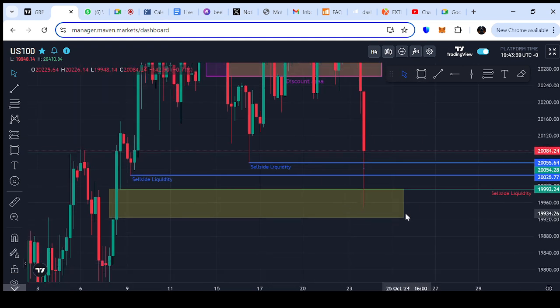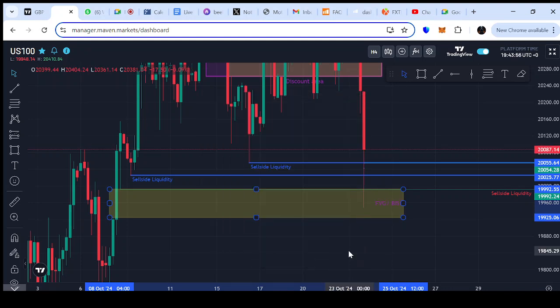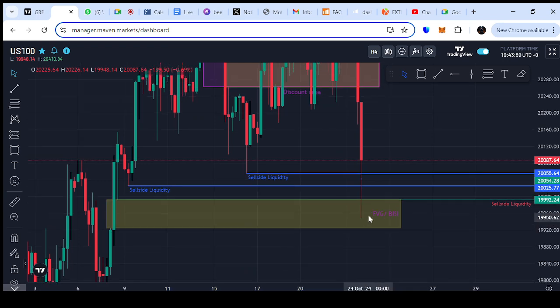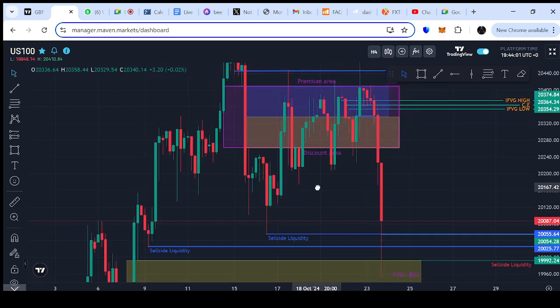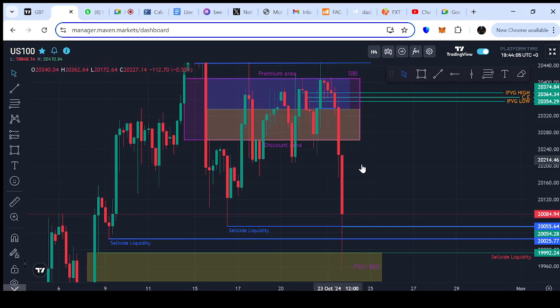That's an inefficiency. That's BC, buy side imbalance, sell side inefficiency. It's a fair value gap. Buy side imbalance, sell side inefficiency. You can see it has delivered inside it. So price will now seek for any inefficiency or liquidity resting above.